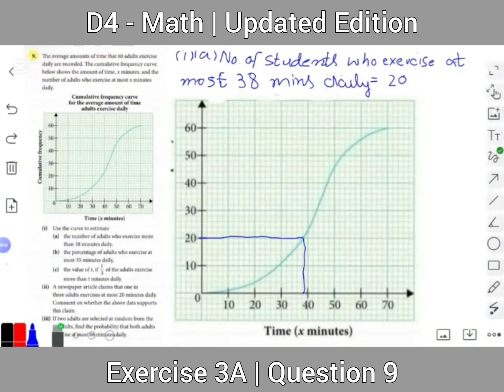Now to find out the number of students who exercise more than 38 minutes daily, we have to subtract the number of students who exercise at most 38 minutes daily from the total number of students. So here we have 60 minus 20, which is equal to 40. So the number of students who exercise more than 38 minutes daily is equal to 40.